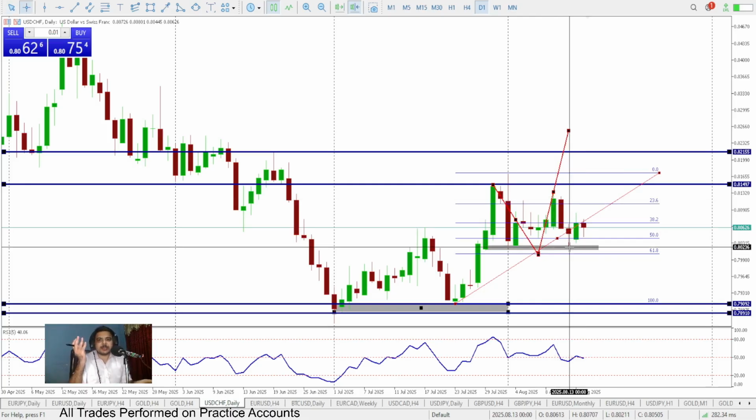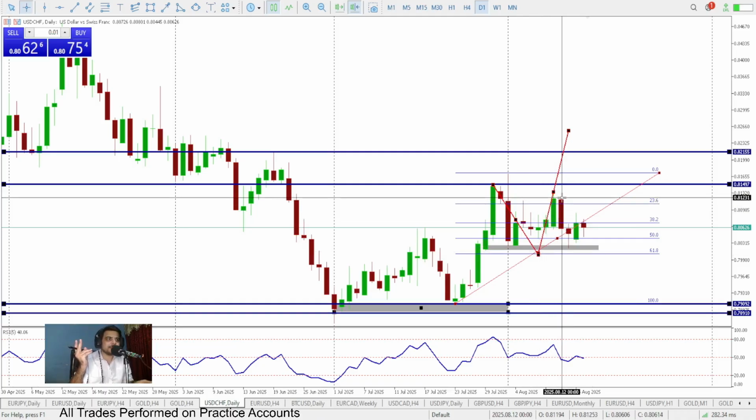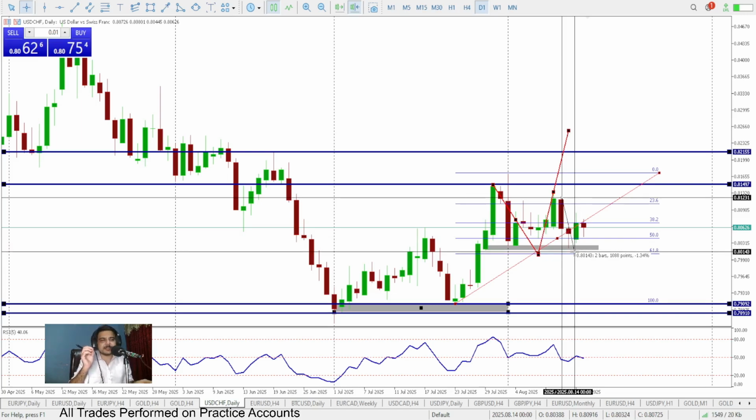So if you were bullish, you made profit as well. If you were bearish, you also made profit during the week. This is the magical power of the Fibonacci and the ABCD pattern strategy that I trade, and I have practiced it for more than a decade now.